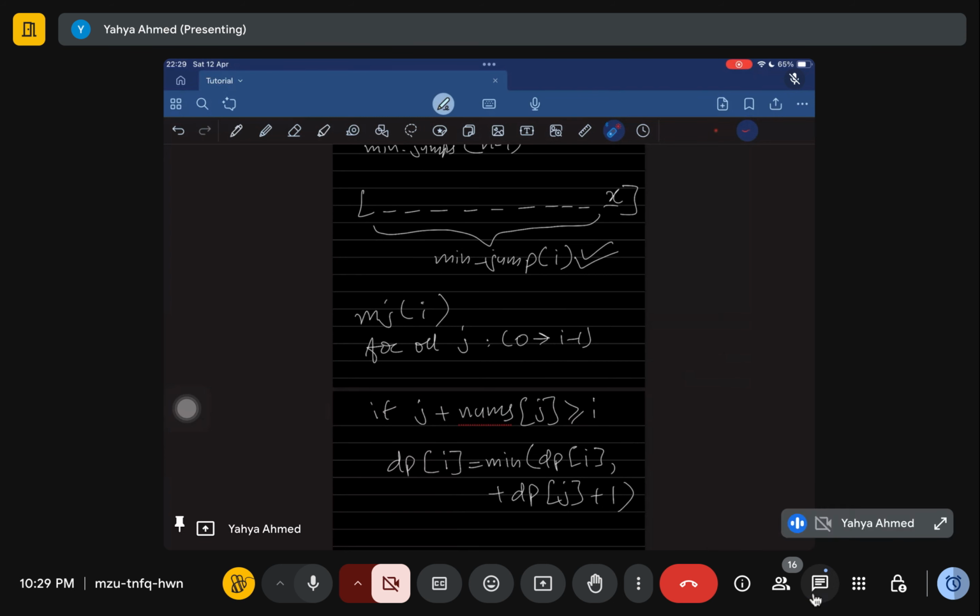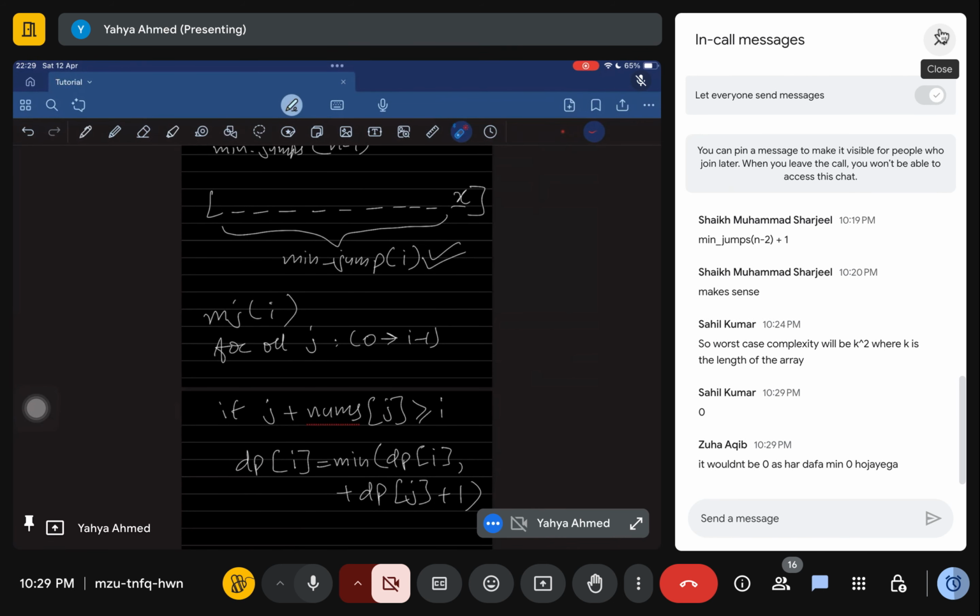अच्छा, अगर मुझे normal jumps करनी होती, so if I don't know the answer to me, what is the best case that I know of so far? Let's say I'm looking at the 7th index and I've never found an answer for the 7th index. I don't know the minimum answer yet. That basically means the minimum answer in my mind is basically as high as possible, right? It wouldn't be zero as har dafa min zero.